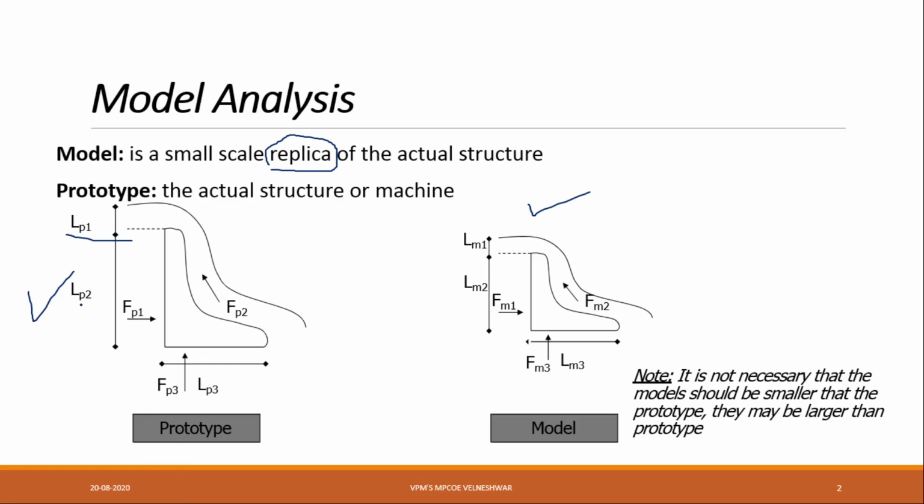Here I have taken lp1, lp2, here I have taken lm1, lm2, lm3, and fp1, fp3, fm1, fm2, fm3. Here m is nothing but model, p is nothing but prototype, like length, force, whatever it is. It is not necessary that the model should be smaller than the prototype; it may be larger than the prototype also, no problem.